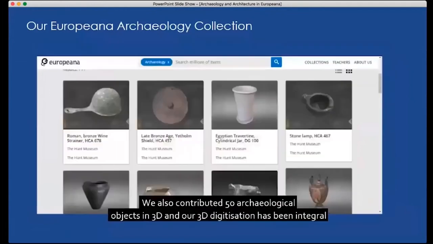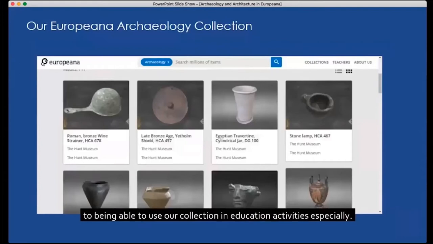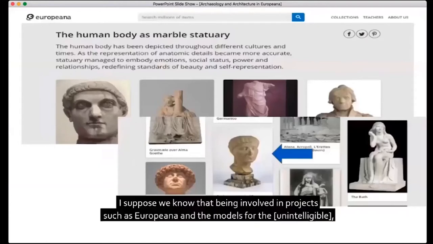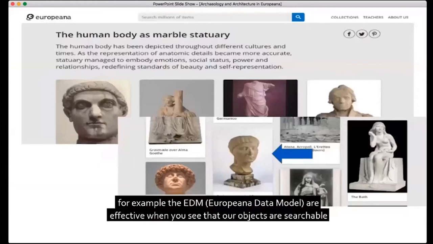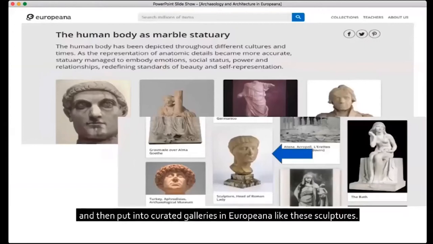We also contributed 50 archaeological objects in 3D, and our 3D digitization has been integral to us being able to use our collection in education activities especially. And I suppose we know that being involved in projects such as Europeana and the models for the data that we've used, for example, the EDM, are effective when we see that our objects are searchable and centered into curated galleries in Europeana, like the sculpture.